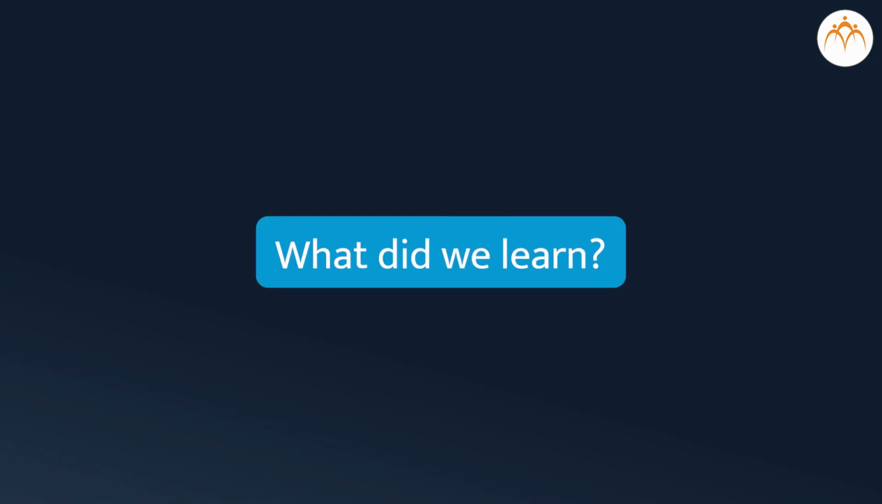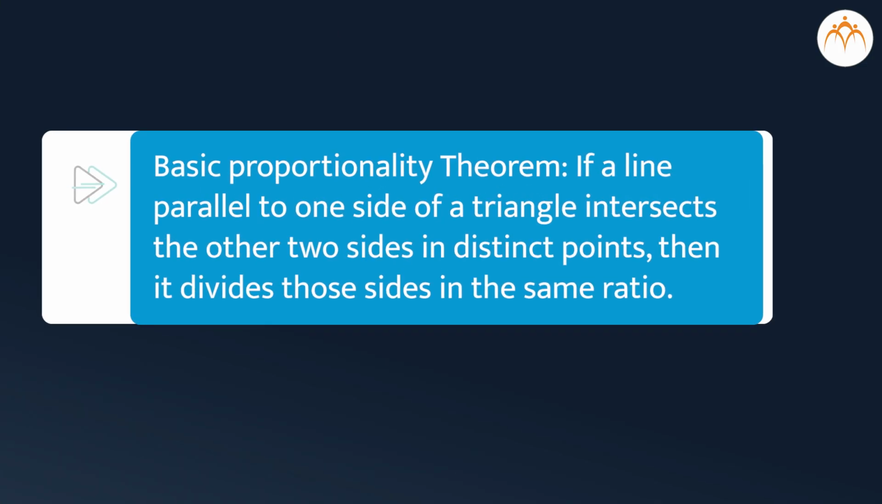What did we learn? Basic proportionality theorem: if a line parallel to one side of a triangle intersects the other two sides in distinct points, then it divides those sides in the same ratio. Exercise.